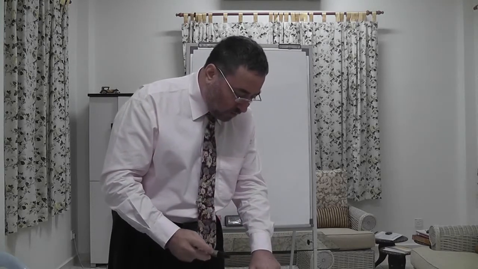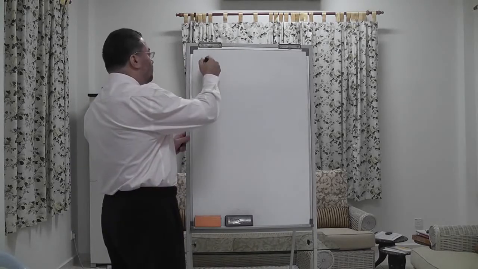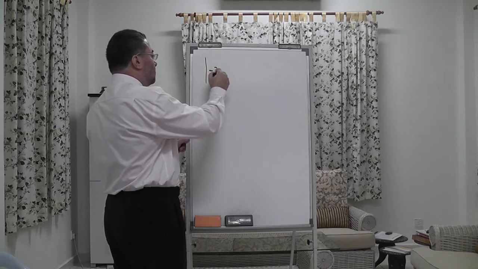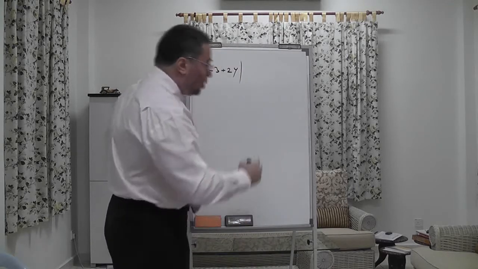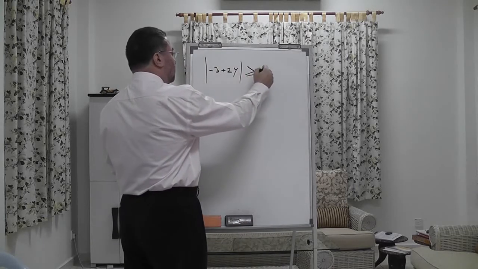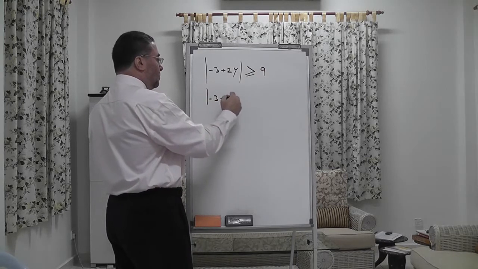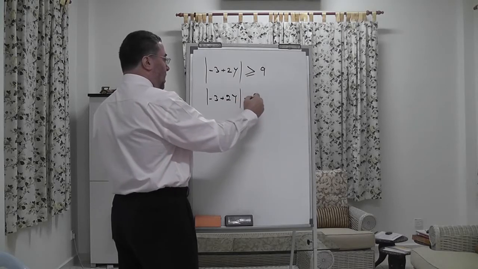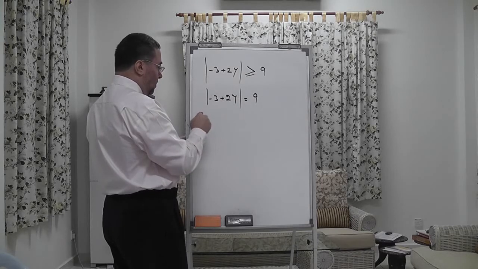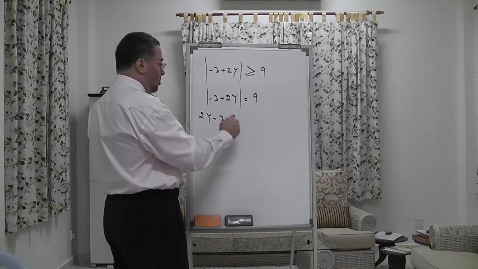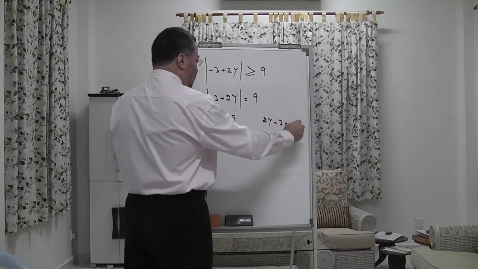Let's do number 14. Absolute minus 3 plus 2y more than or equal to 9. Again, we equate this to 9, and we get two situations, 2y minus 3 equals to 9, or 2y minus 3 equals to minus 9.